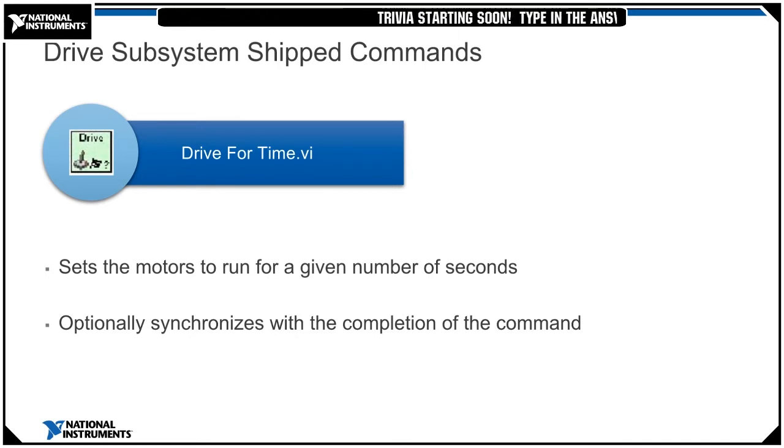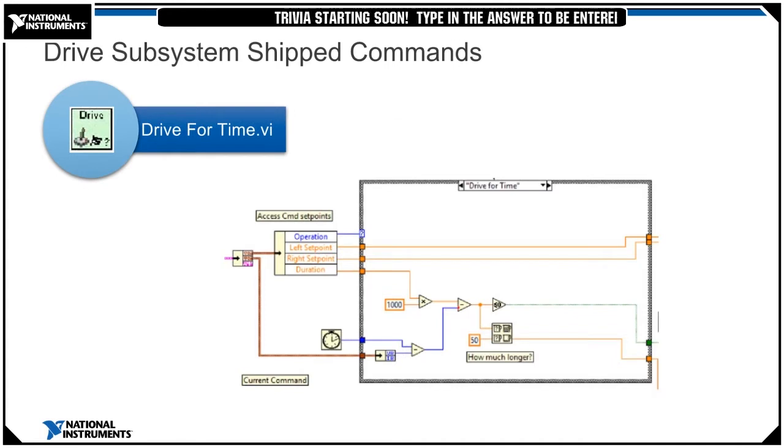Looking at the next slide, again, this is that block diagram we saw. This case operates the motors at the set point for the duration of this case until the timer elapses or a new command is issued. So this is overridable. If it gets a new command that says, hey, stop, I'm about to run into another robot, it's going to stop.